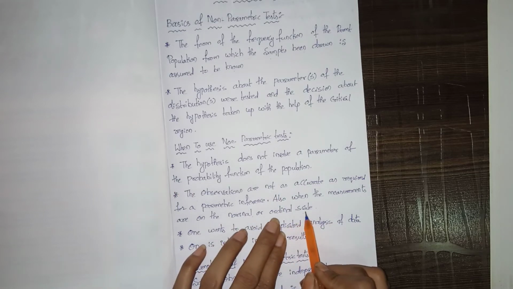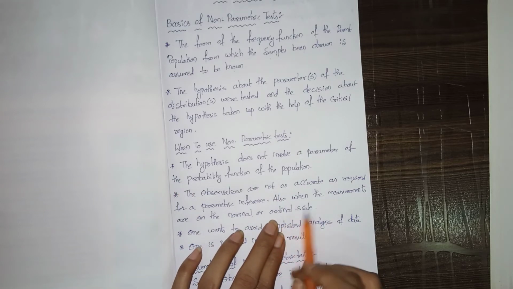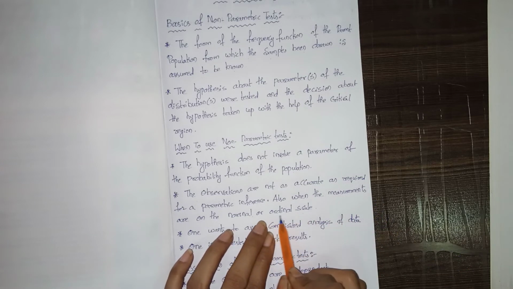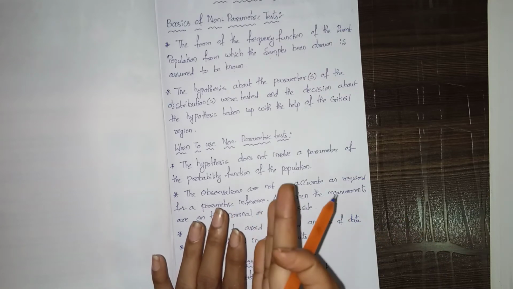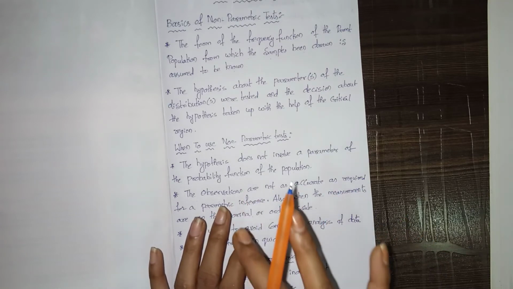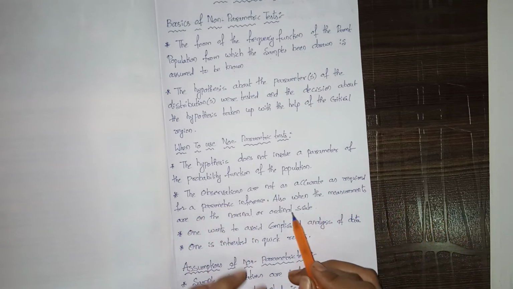So ordinal scale means, the given data we first arrange in order. After arranging in order, we can tell whether the numbers are greater than, less than, or equal to. That type of data is called ordinal data.